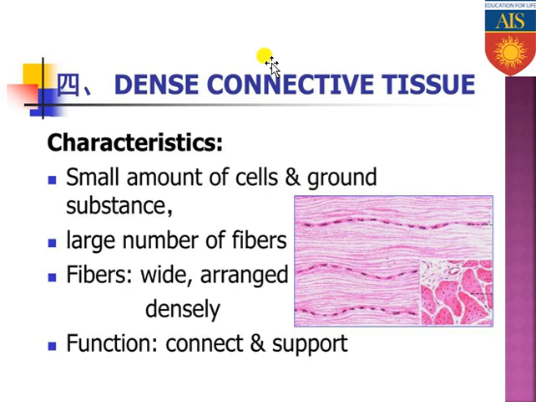The fibers which are present in the dense connective tissue are white and densely arranged there, and their function is exclusively maintaining the connection and supporting the internal organs. Those are actually present in this dense connective tissue.